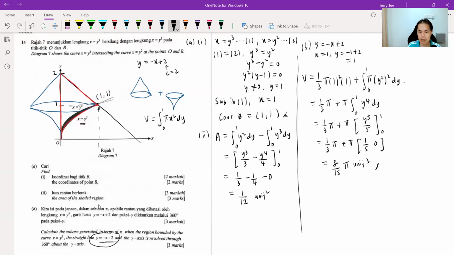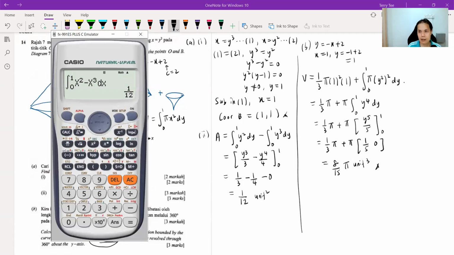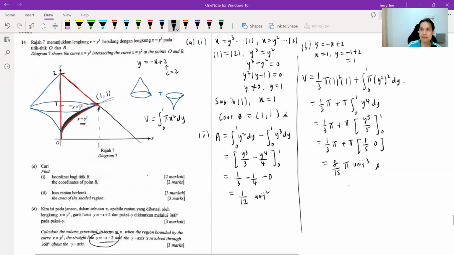If you're not sure, you can use a calculator, guys. You can integrate like this. I've shown you many times, right? You can put a pi if you want, or you can just put x squared, which is x to the power 4. Lower limit 0, upper limit 1. So take this, 1 over 5, just add 1 over 3. You should get 8 over 15. Just add a pi at the back.